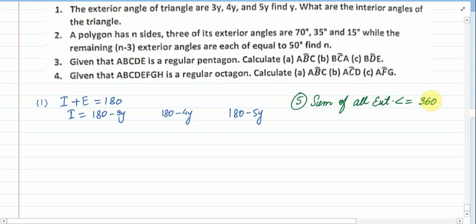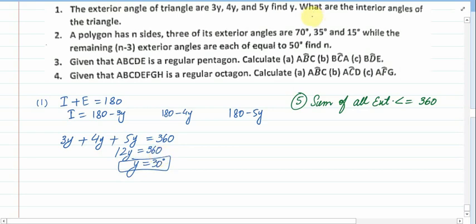Alright, so if you apply the working formula, that is always 360. The exterior angles we have are 3y, 4y and 5y. If you add them and equate them to 360, you will get the value of y. So 3 plus 4 is 7, 7 plus 5 is 12. 12y is equal to 360 and y is equal to 30 degrees. Alright, now you have the value of y.